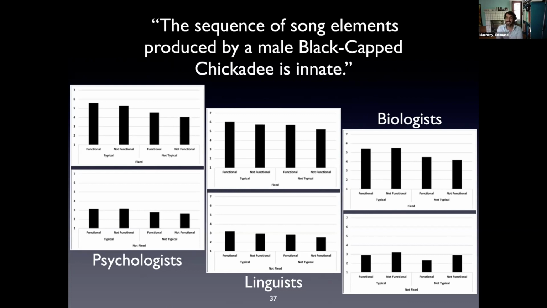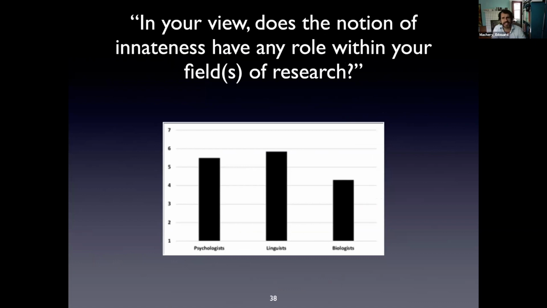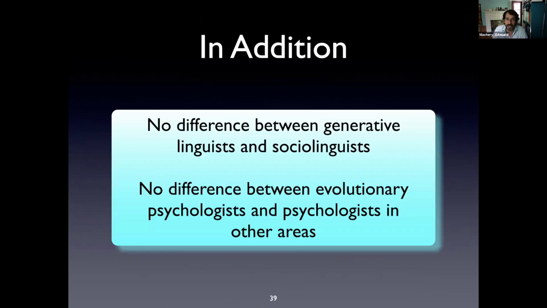Typicality matters, fixity matters, functionality or teleology matters unreliably in some cases, but has a very minute and unreliable effect. What we found again and again in studies with lay people. And it's remarkable that it's not that scientists believe that the concept of innateness has no role to play in science. In fact, when we ask them, in your view, does the notion of innateness have any role to play in your field of research? Linguists and psychologists totally agree it's an important notion, and biologists, while being more uncertain, still think it's a useful notion in their area of research.